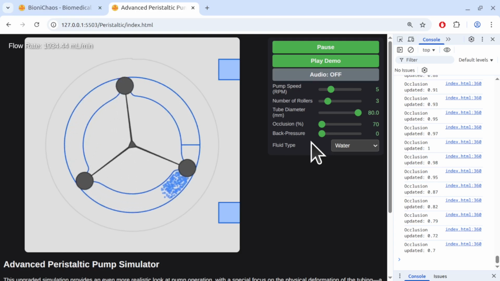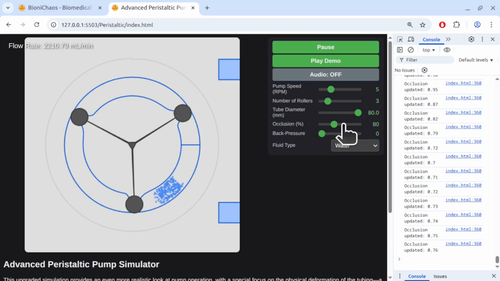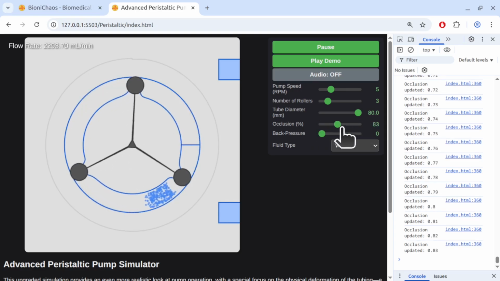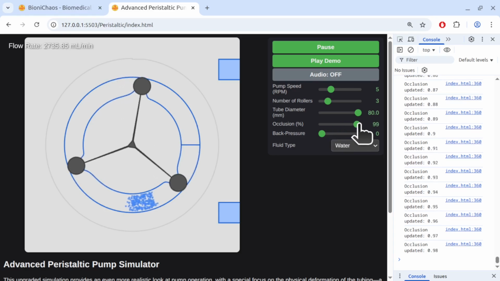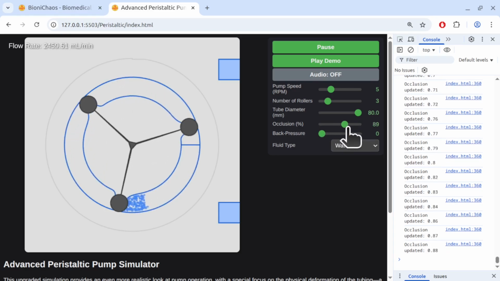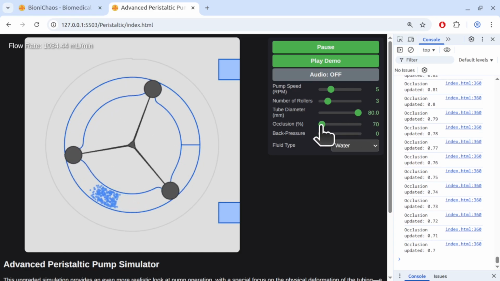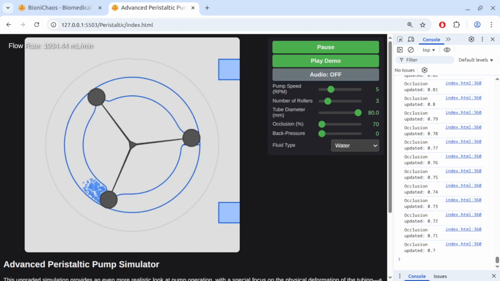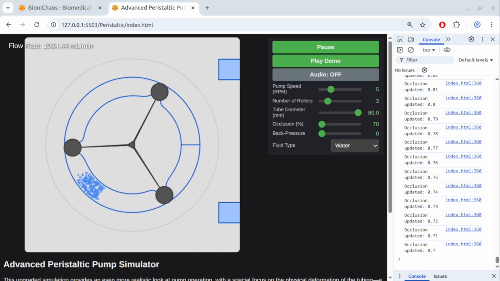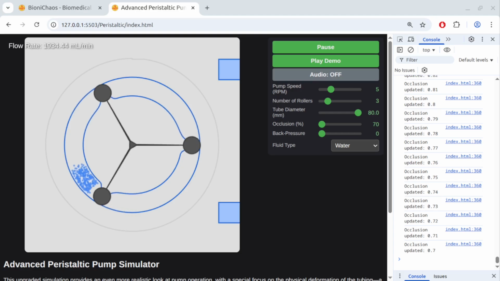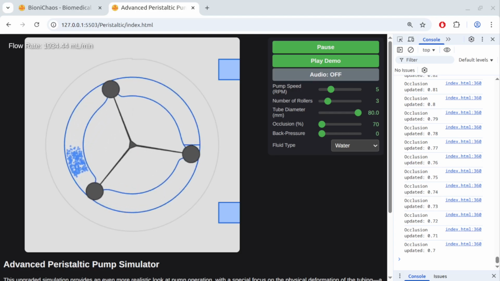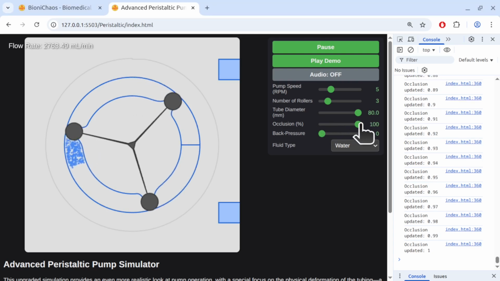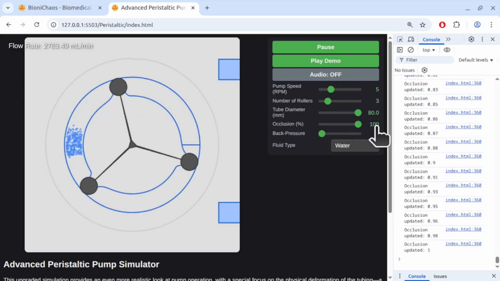Would you actually expect, when we're changing the occlusion percentage, the roller position to change in relation to the outer wall of the tube? Ideally, yes. When the occlusion percentage is changed, the visual representation of the tube's outer wall should adjust to show the rollers either compressing it more or less, depending on the new value. This visual feedback would help confirm that the occlusion setting is directly influencing the pump's operation.